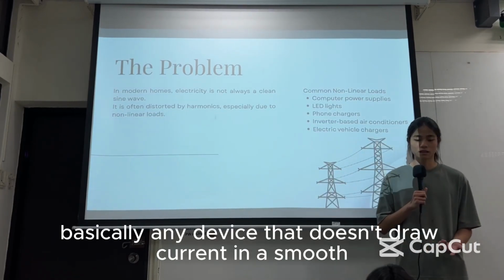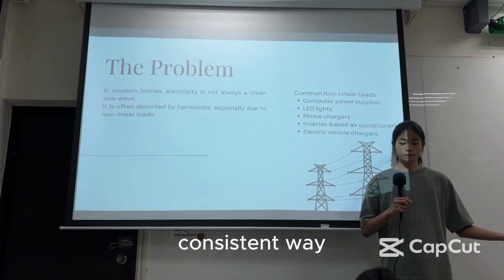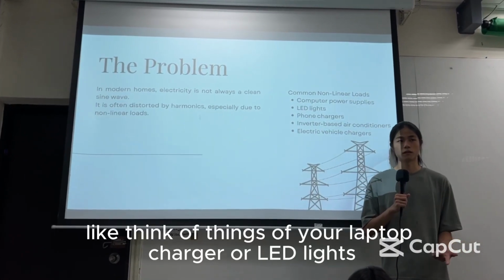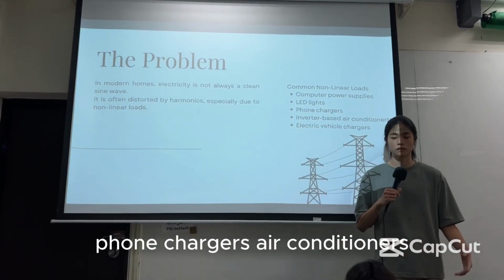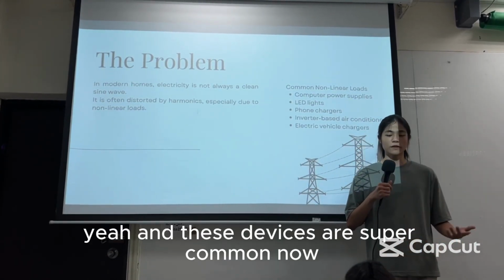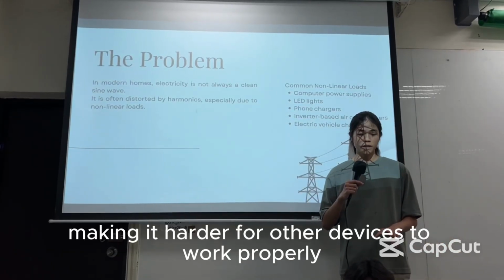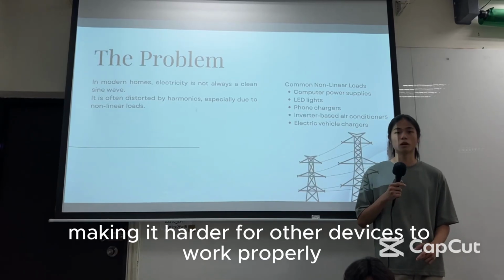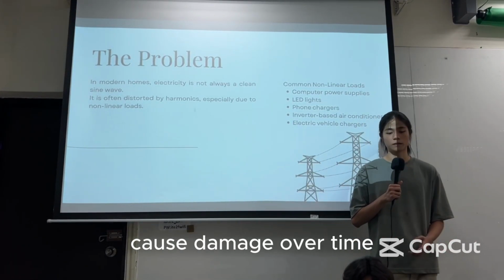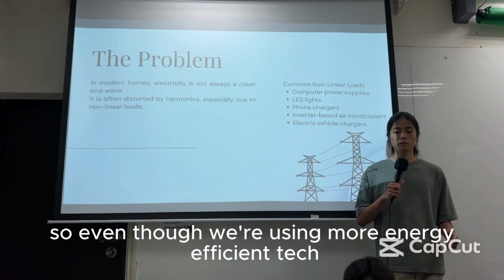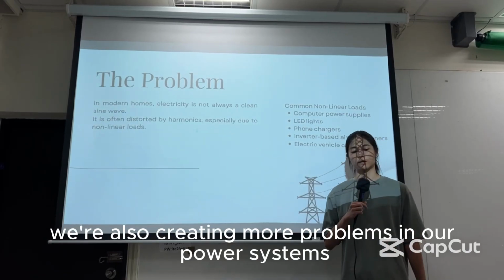So what are those? Basically, any device that doesn't draw current in a smooth, consistent way, like your laptop charger, LED lights, phone chargers, air conditioners. These devices are super common now, but they kind of pollute the electricity, making it harder for other devices to work properly. And sometimes it can cause damage over time. So even though we're using more energy efficient tech, we're also creating more problems in our power systems.